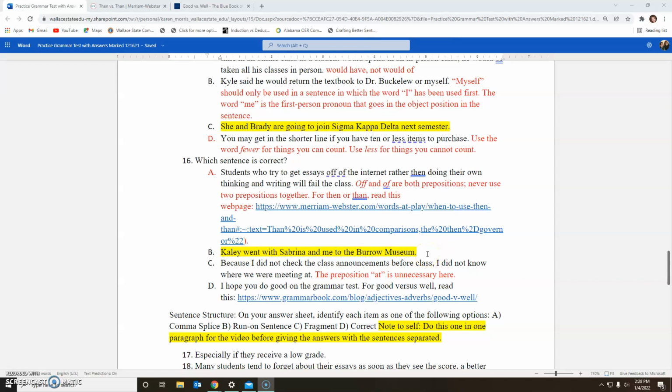If you haven't checked out the Burrow Museum on campus, you should do that. It's a magnificent museum we are really lucky to have in our little town at our college. So go visit often. They change exhibits regularly.